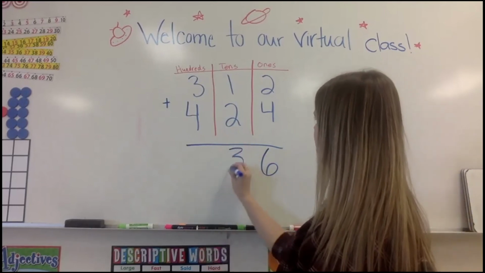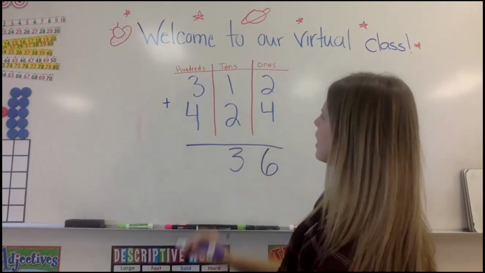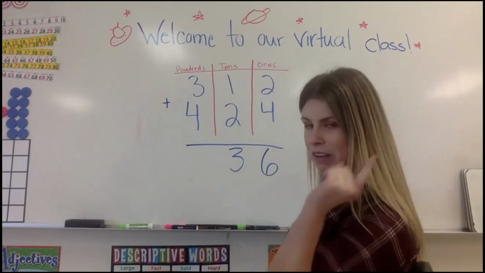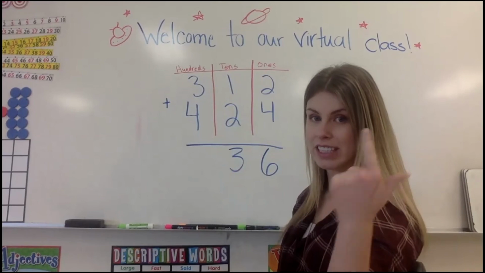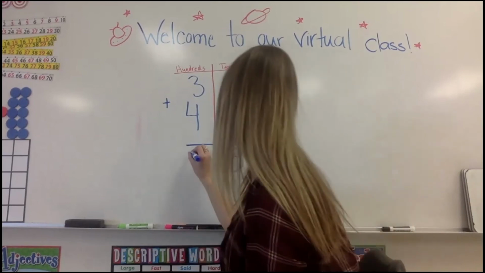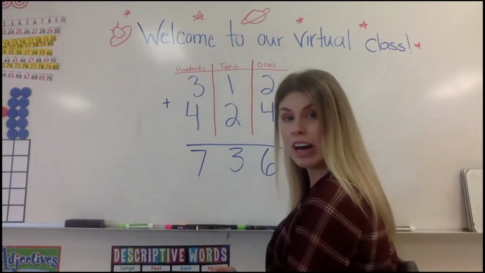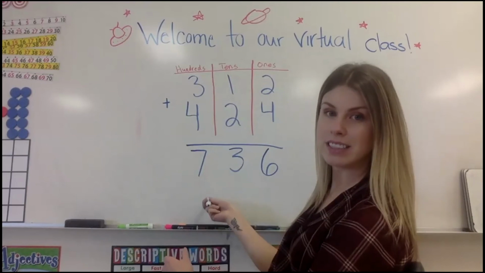Good job. All right, and then my last, my hundreds column, I have 3 and I have 4. 3 plus 4. If I put 4 in my head because it's the bigger number, 4, 5, 6, 7. Good job, everyone.